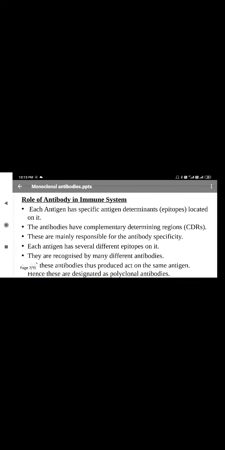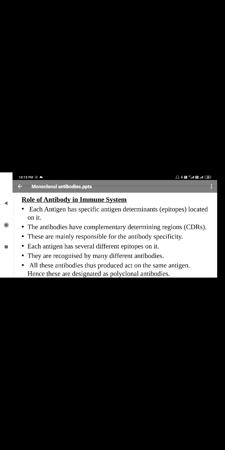In the year 1975, Kohler and Milstein provided the most outstanding proof of the clonal selection theory by the fusion of normal and malignant cells. In the year 1900, Milstein produced the first monoclonal antibody. This is a brief introduction about the monoclonal antibody.